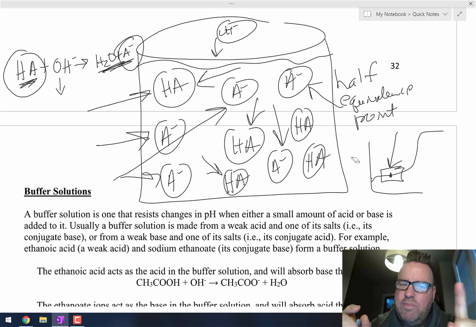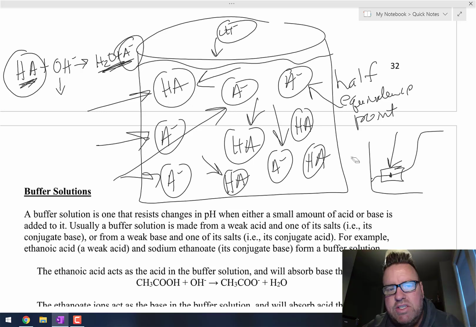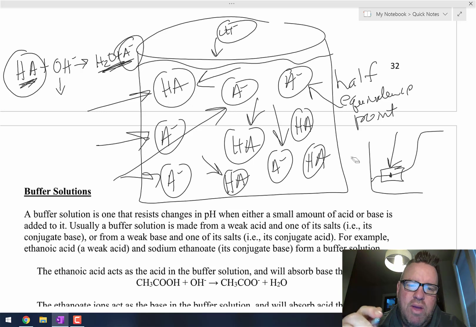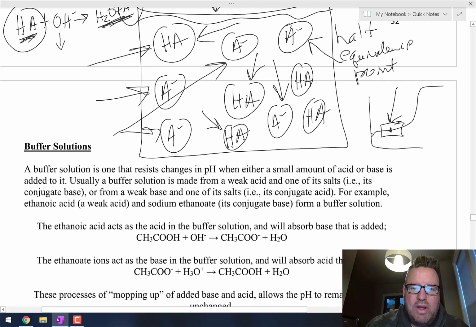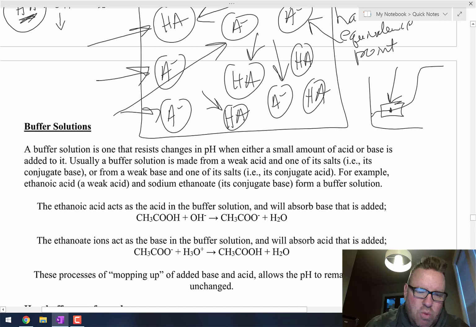And it does need to be a weak acid. Obviously, if it's a strong acid, there are no acid particles. All of that acid will break apart into H plus and A minus. Okay, it has to contain a weak acid and its conjugate base, or it can contain a weak base and its conjugate acid. Either one of those two will work. Okay, so what happens? Let's actually look at what happens here.